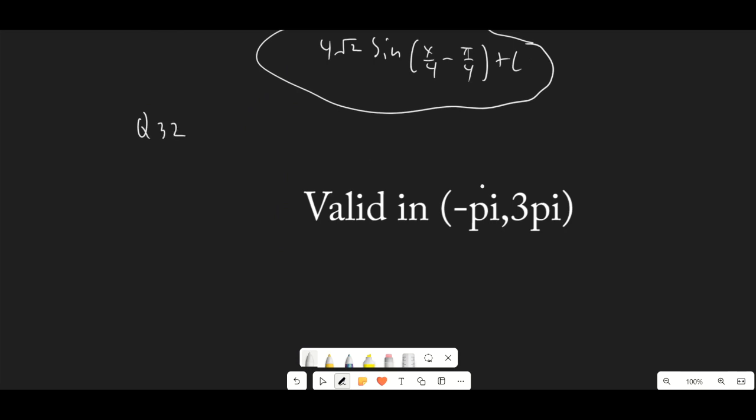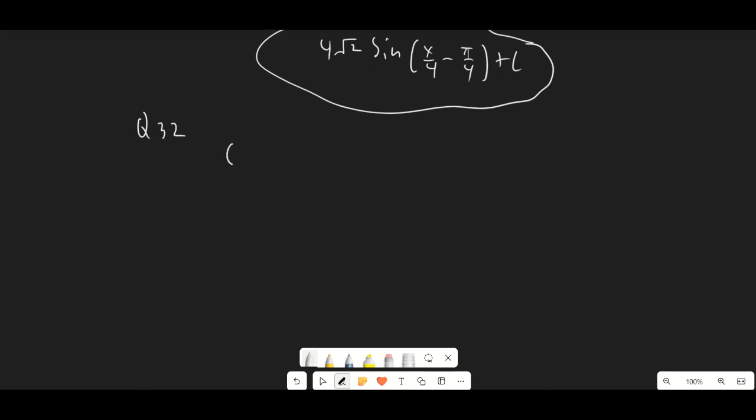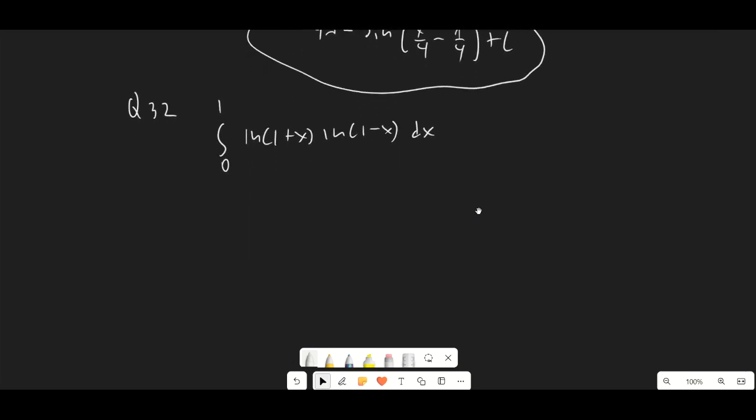So question 32. All right, so we have the integral from 0 to 1 of ln(1 plus x) times ln(1 minus x) dx. I have a video on a very similar but much more complicated integral. So we're just going to be using the exact same ideas as in that integral. I'm not sure if there's a better way to do this. There probably is, but I'm just going to use the same method.